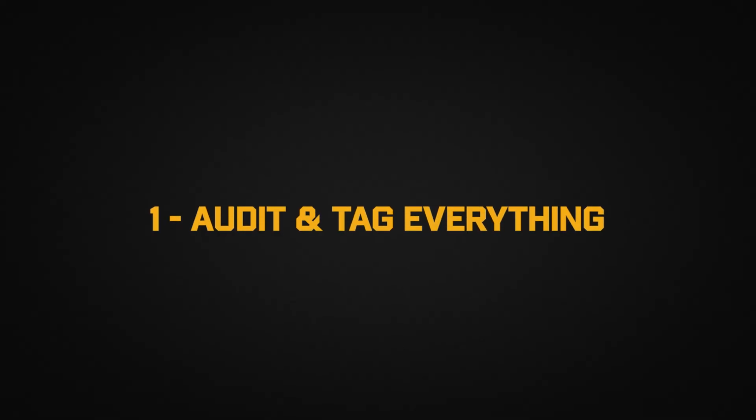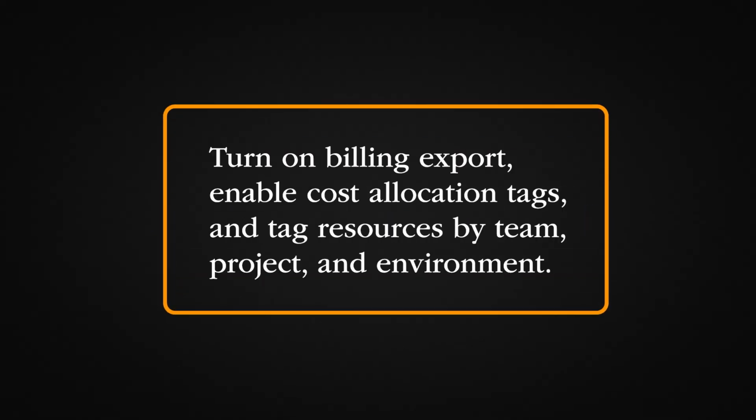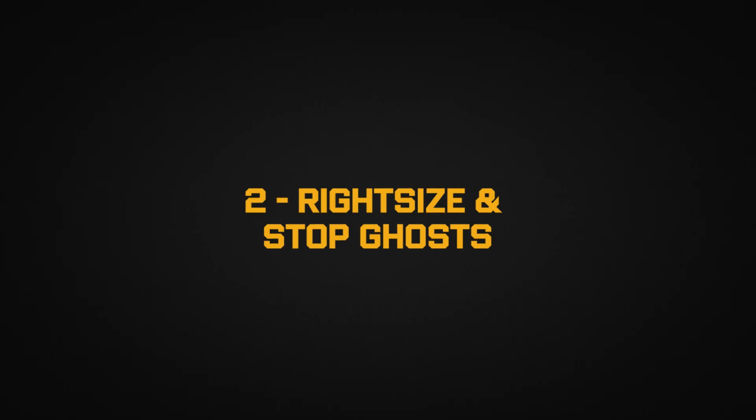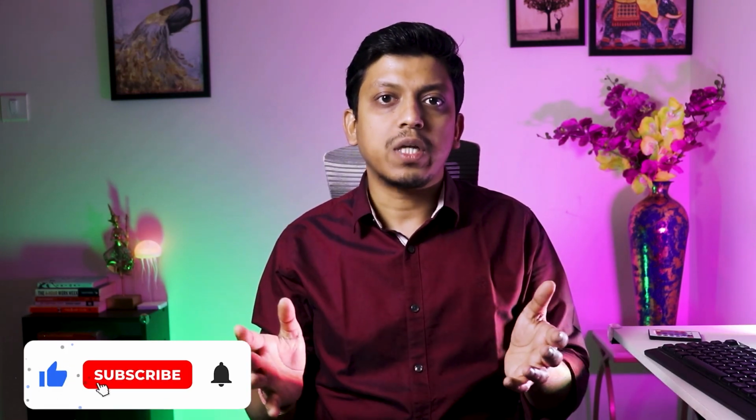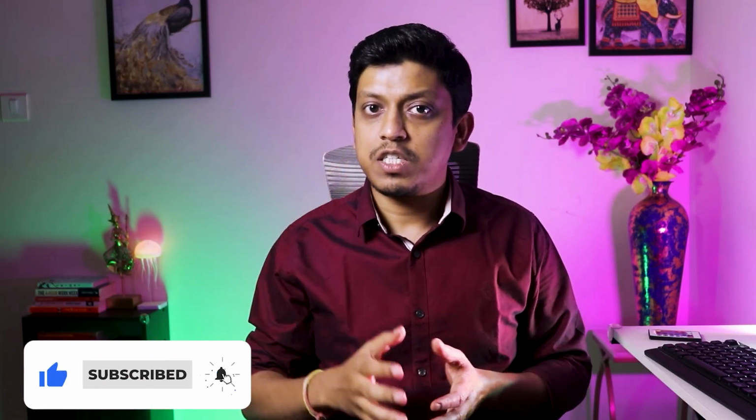Audit and tag everything. Turn on billing export. Enable cost allocation tags and tag resources by team, project, and environment. Outcome: you will know who spends what. Right size and stop costs. Identify underutilized instances, idle databases, and orphan volumes. Downsize or terminate them. Use autoscaling instead of permanent oversized VMs.